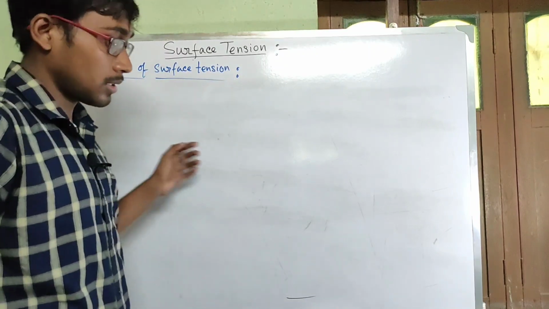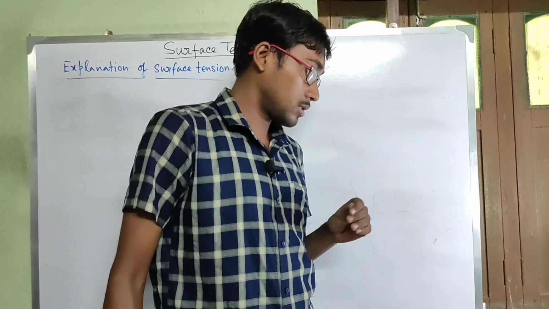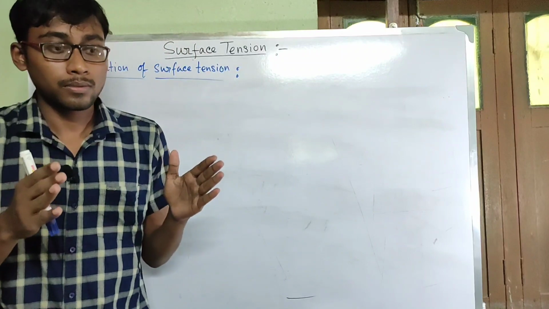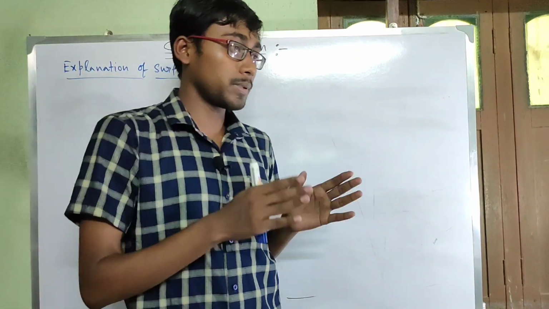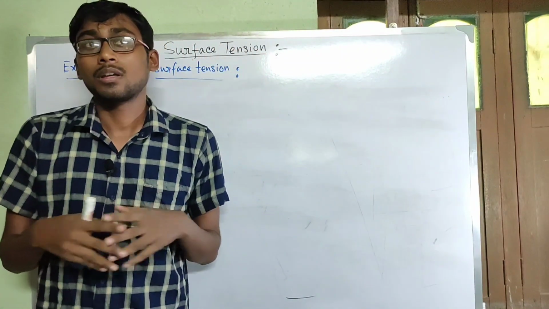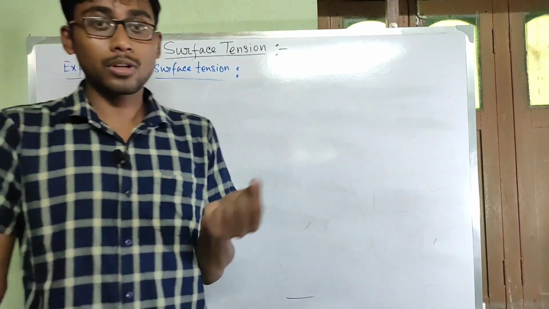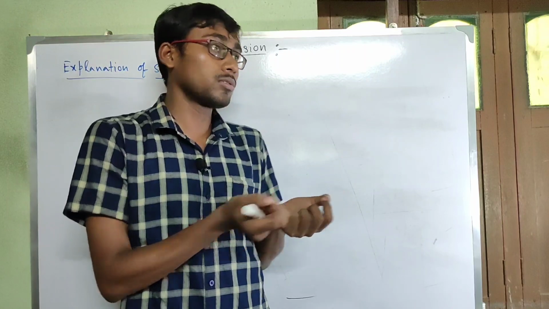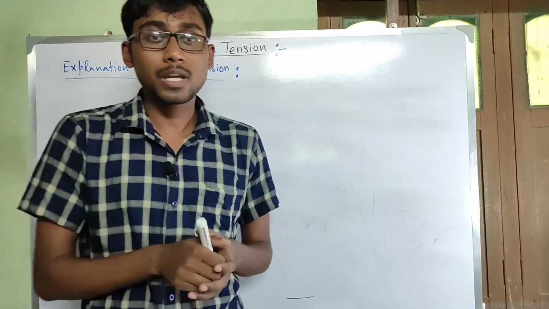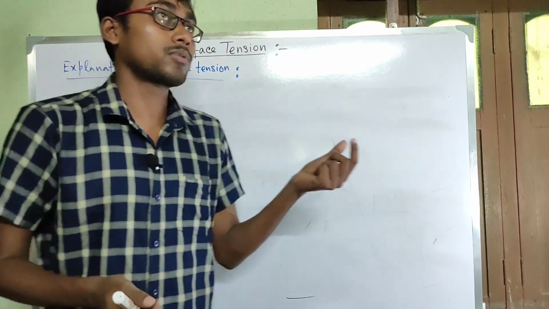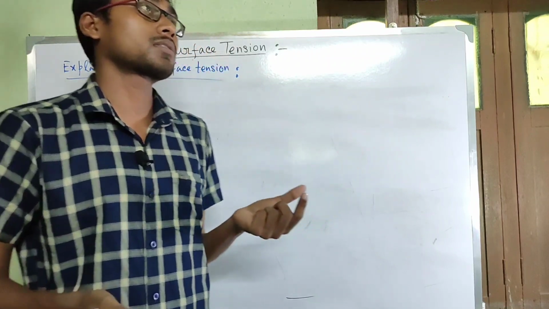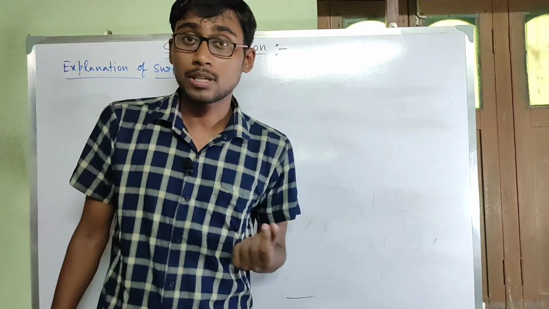For example, a cohesive force is the force acting between the molecules of a substance. Here all the molecules are of the same type, so this force of attraction is an example of cohesive force.